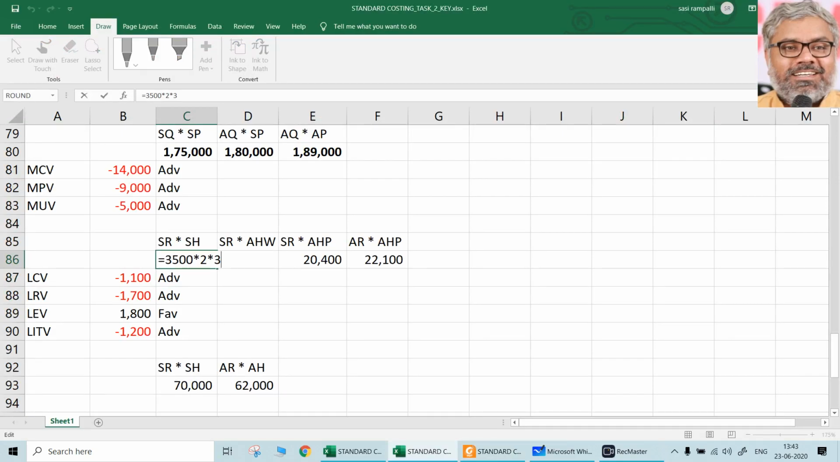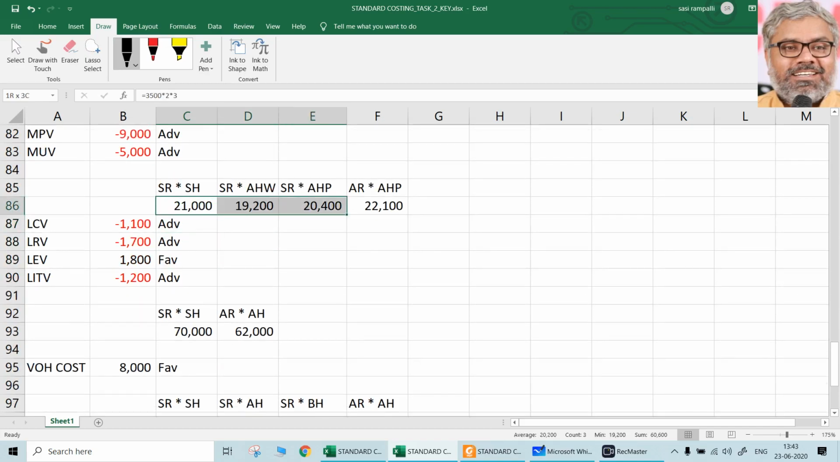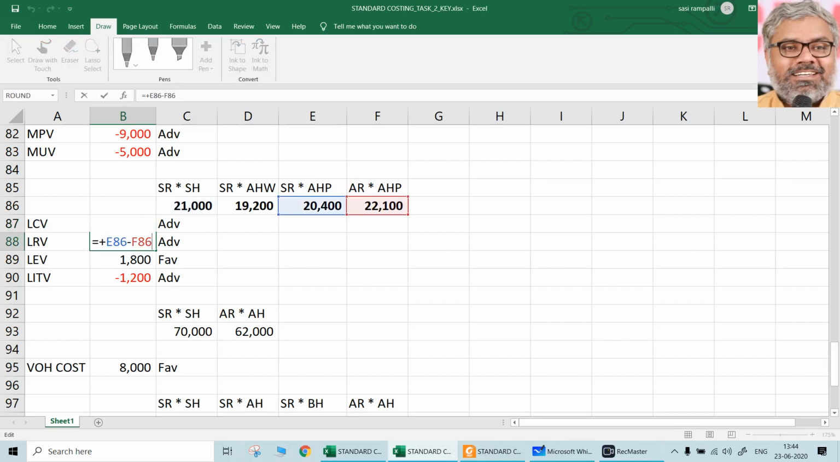SR is already there, 3. So SRSH we have. And once we have that, all variances can be calculated. So labor cost variance totally is 1 minus 4 in this case. Labor rate variance is only about difference between standard rate and actual rate. In other words, difference between 3 rupees and 3.25 rupees. That is simply 0.25 into 6,800 hours. That is 1,700 rupees adverse.